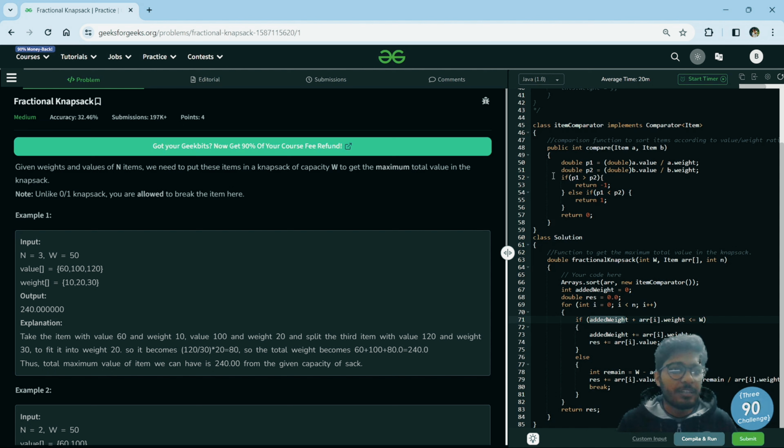Today's GFG problem of the day is fractional knapsack. So let's see the problem statement. Given weights and values of n items, we need to put these items in a knapsack of capacity W to get the maximum total value in the knapsack.